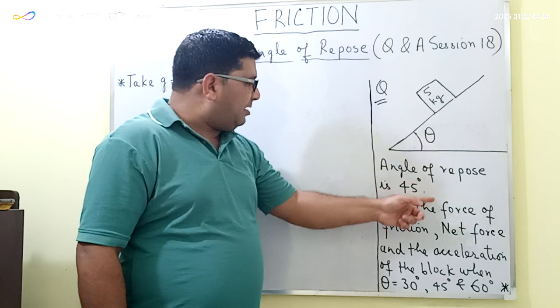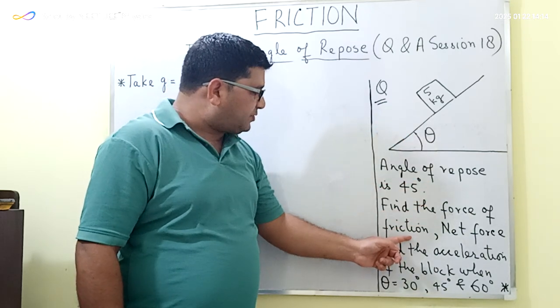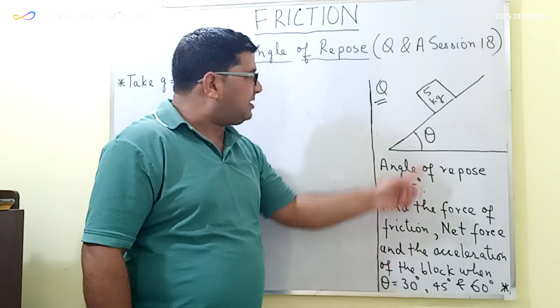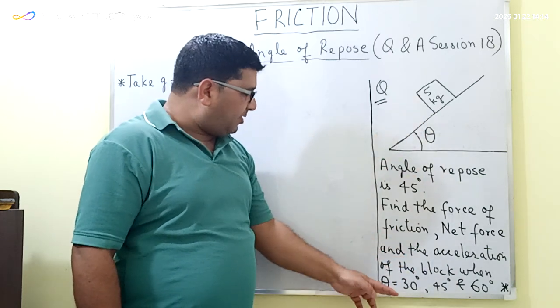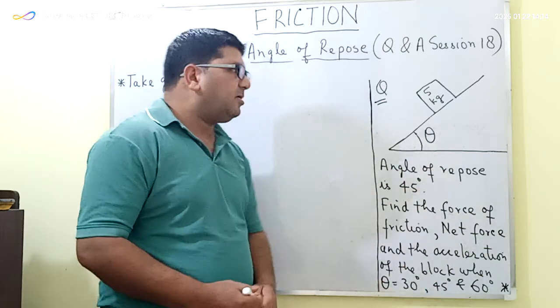The question is: in this figure, the angle of repose is 45 degree. We have to find the force of friction, net force, and the acceleration of this 5 kg block when theta is equal to 30 degree, 45 degree, and 60 degree.